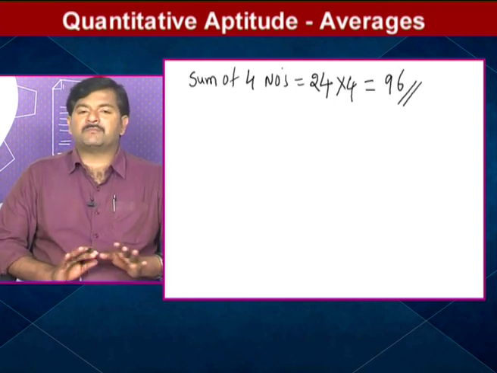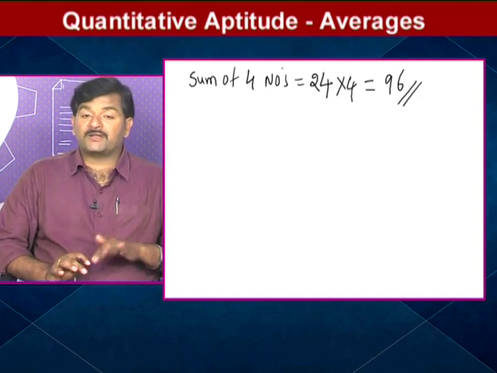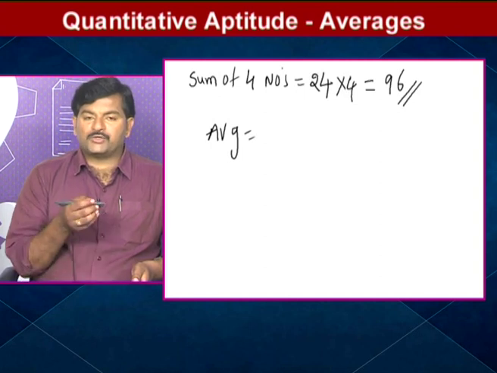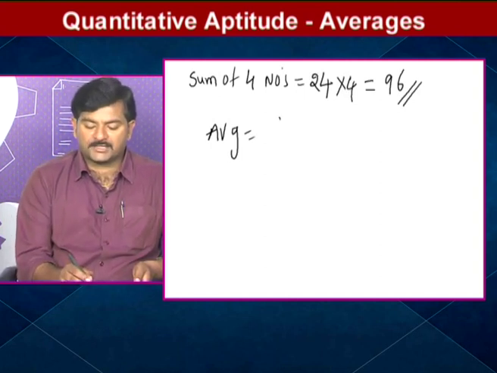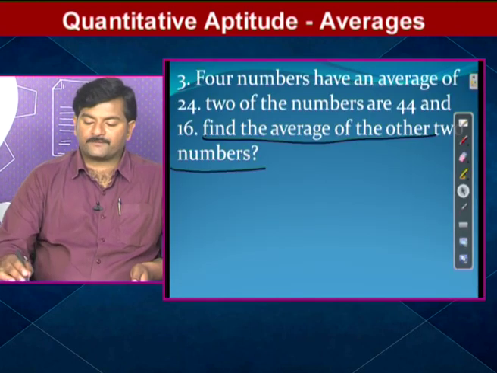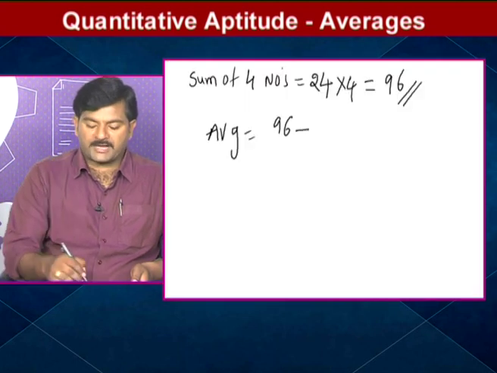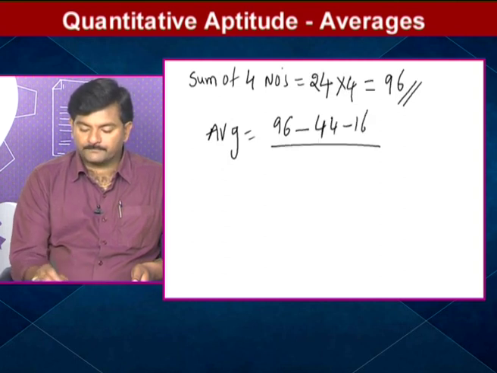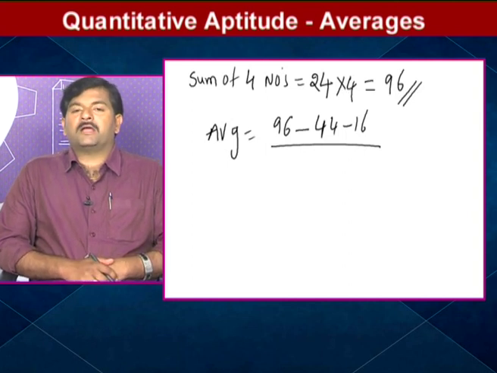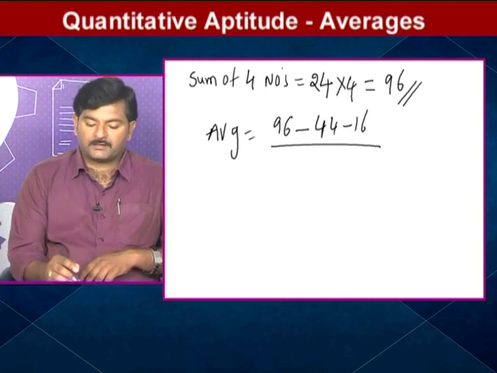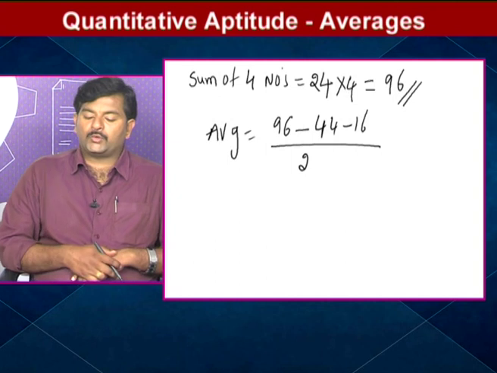But I don't want to find the sum of 4 numbers. I have to find the average of the other 2 numbers. So to find the new average, we have to find the new sum and the total how many are there. So it's clearly 96. From 96 what do we need to subtract? 44 and 16. We have to subtract 44 and 16. Means what? 44 plus 16 is 60. Total what will you get here? 2 you will get.